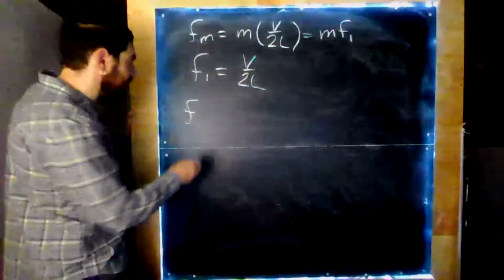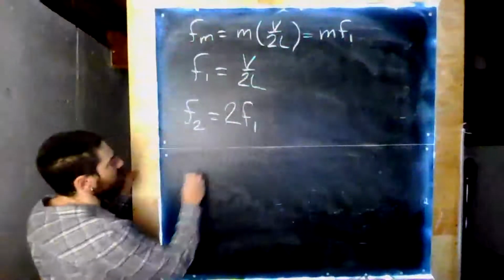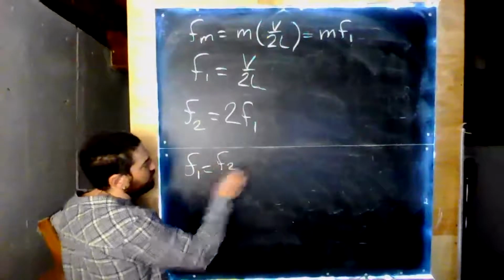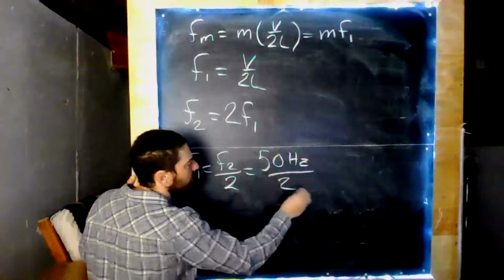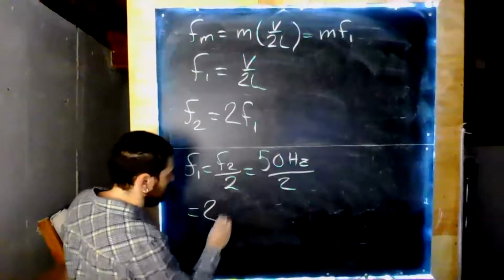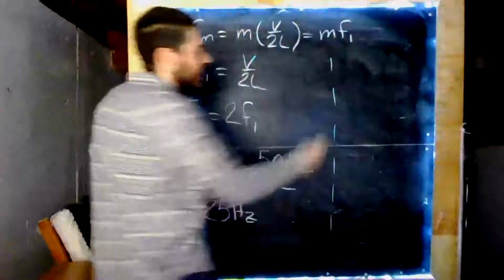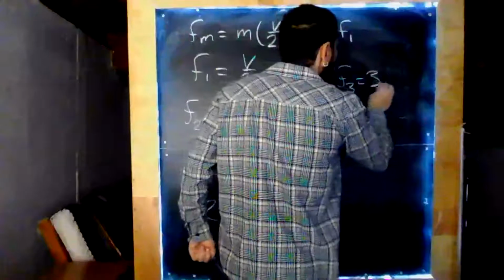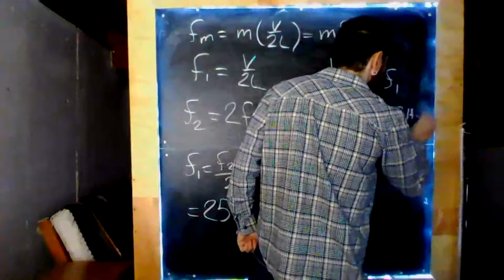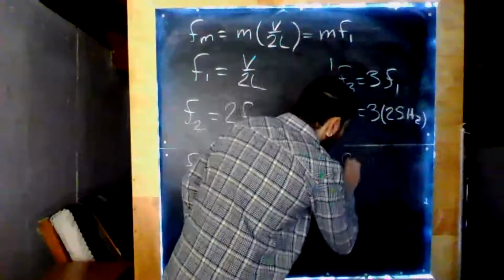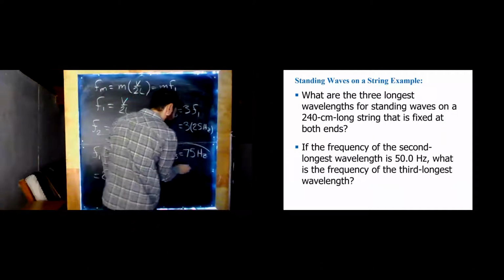So that means that F2 is equal to 2 times F1. Okay, so that means that F1 equals F2 over 2 equals 50 hertz over 2. Well, that equals 25 hertz. Well, that means that F3 equals 3 times F1. 3 times 25 hertz is 75 hertz.